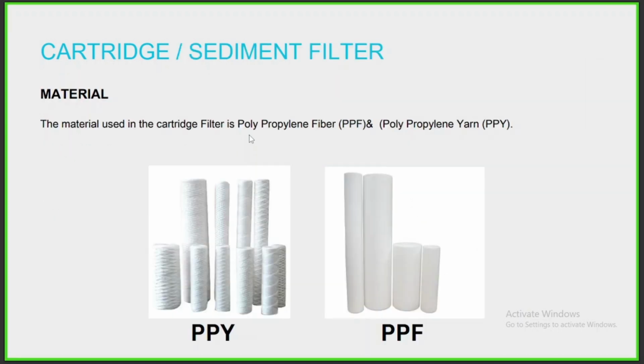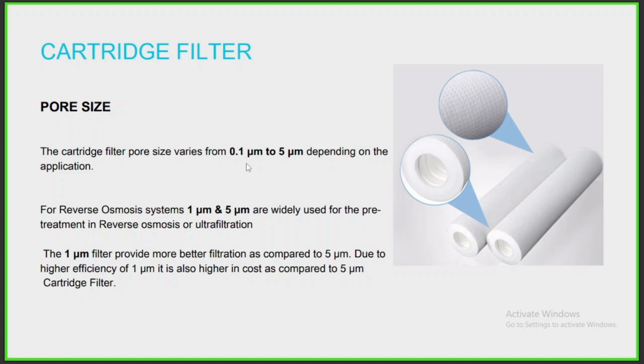The material used in the cartridge filter is polypropylene fiber and polypropylene yarn. You can see here in the picture the PPY and PPF filter. The cartridge filter pore size varies from 0.1 micron to 5 micron depending on the application. For reverse osmosis system, 1 micron and 5 micron are widely used in the pre-treatment in reverse osmosis or ultrafiltration. The 1 micron filter provides better filtration as compared to 5 micron. Due to higher efficiency of 1 micron, it is also higher in cost as compared to 5 micron cartridge filter.